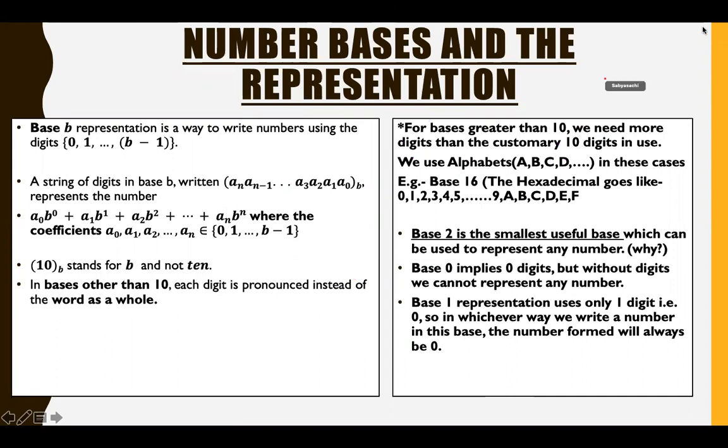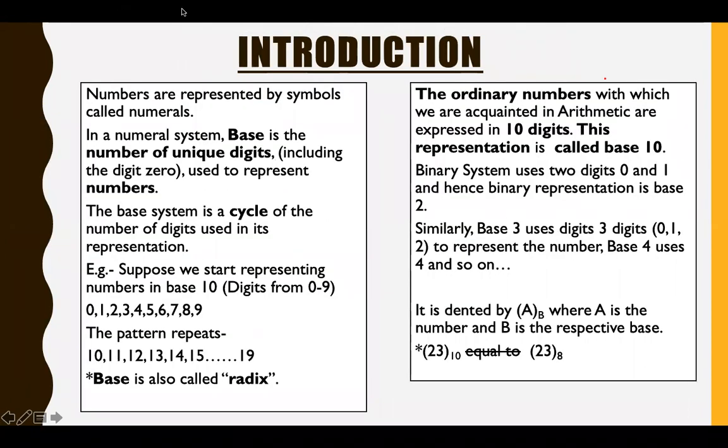Can you explain the base part once more? You mean this part? So actually your base is just a cycle. Suppose in the ordinary system we use base 10. Base 10 just means which set of digits we use. In base 10, we use the digits 0 to 9. So we go 0, 1, 2, 3, 4, 5, 6, 7, 8, 9. Then our cycle ends, and then again we start.